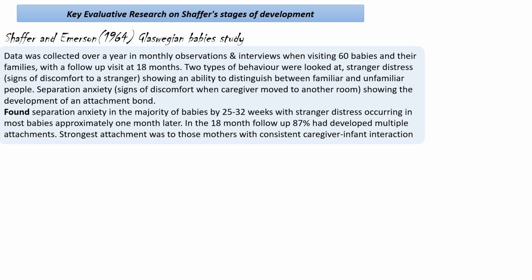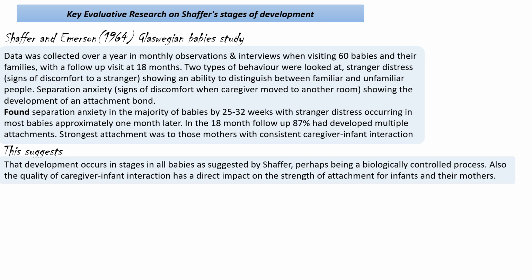So what might this research mean? Potentially, as we see a pattern of development happening generally in predictable stages in all babies, maybe there's a biologically controlled process that babies have to go through. What it also suggests is the quality of the caregiver-infant interaction in those first few weeks of life goes on to have a direct impact on the strength of attachment between the mother and their child.